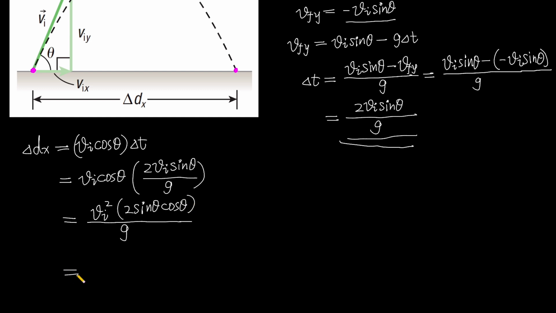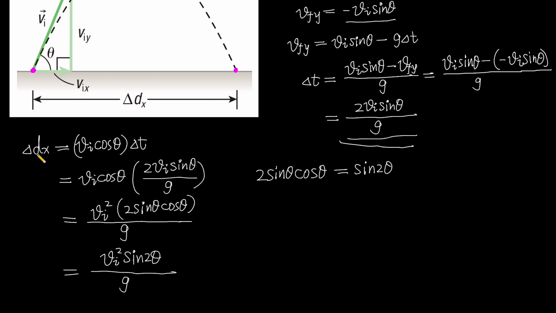And we know 2 multiply sine theta multiply cosine theta equals sine 2 theta. So at last, this equals bottom g, top initial velocity square multiply sine 2 theta. So the horizontal displacement equals this. This is also the formula for the horizontal displacement.